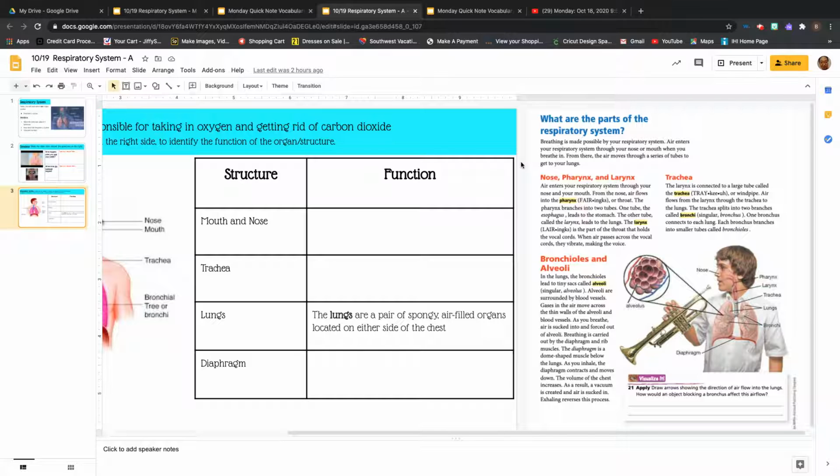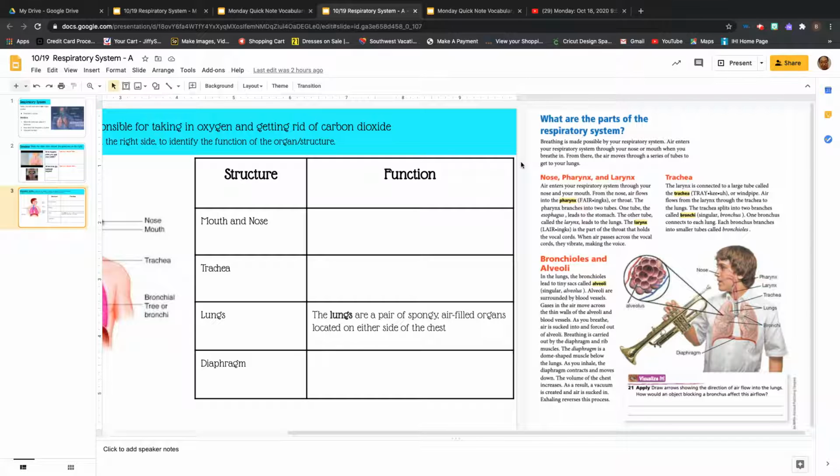Trachea. The larynx is connected to a large tube called the trachea, or windpipe. Air flows from the larynx through the trachea to the lungs. The trachea splits into 2 branches called bronchi. One bronchus connects to each lung. Each bronchus branches into smaller tubes called bronchioles.